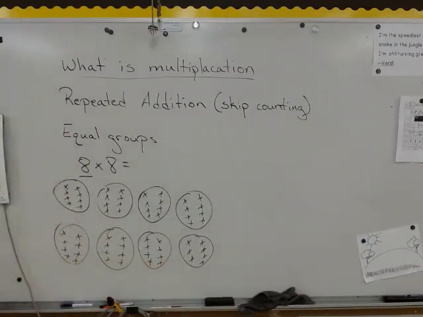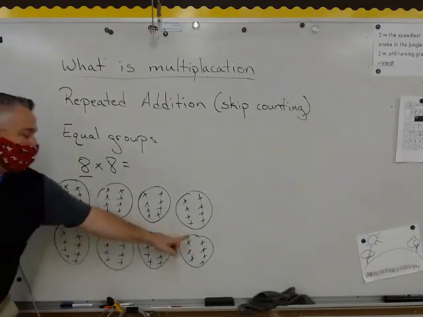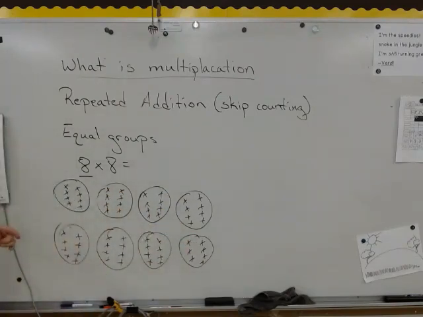Okay, now here's the thing. I have 8 groups. 1, 2, 3, 4, 5, 6, 7, 8. Every single group has 8 in the group. If I count all the X's, that's going to be the answer to 8 times 8. Yeah. I don't really want to count all those. I could probably count by 2s though, couldn't I?